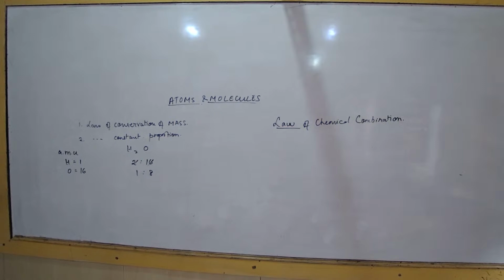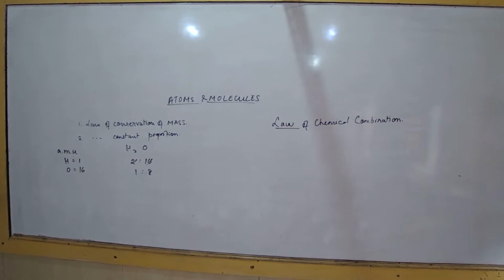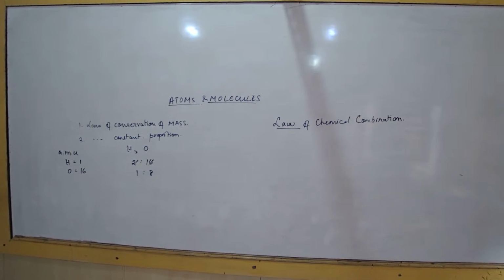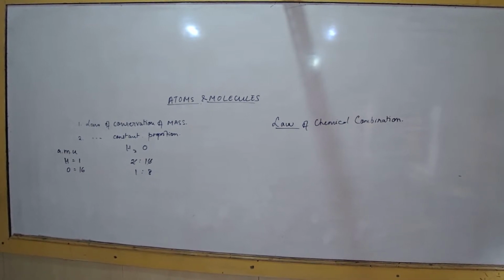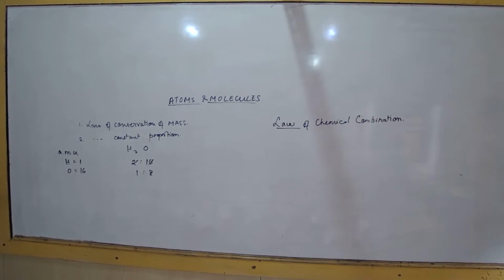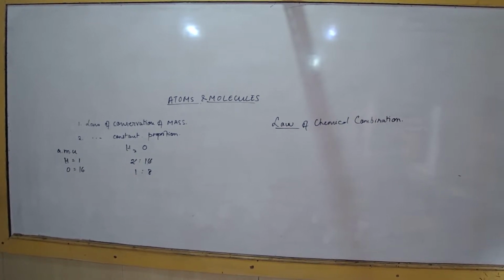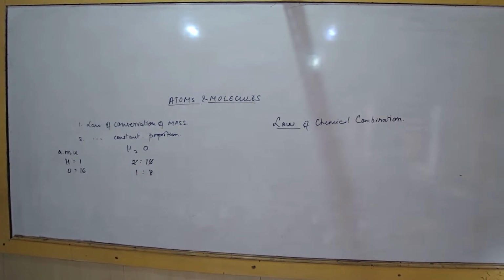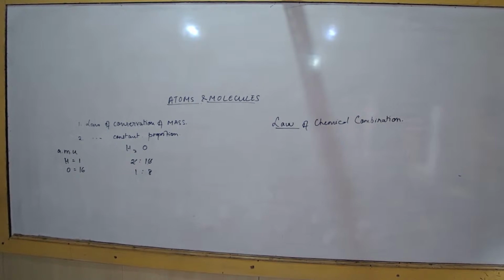Lavoisier, along with other scientists, noted that many compounds were composed of two or more elements, and each such compound had the same element in the same proportion, irrespective of where the compound came from or who prepared it. In a compound such as water, the ratio of the mass of hydrogen to the mass of oxygen is always 1:8. Underline that point.